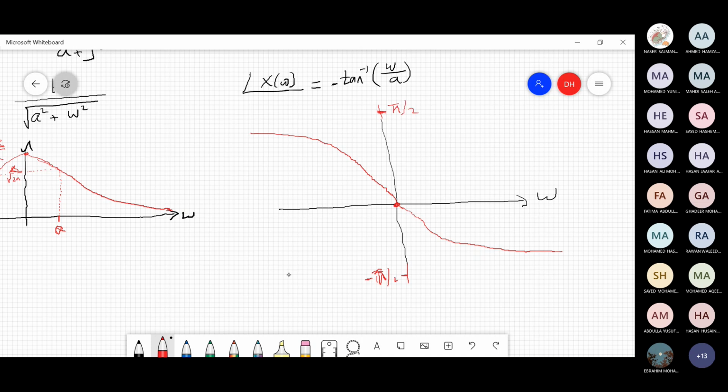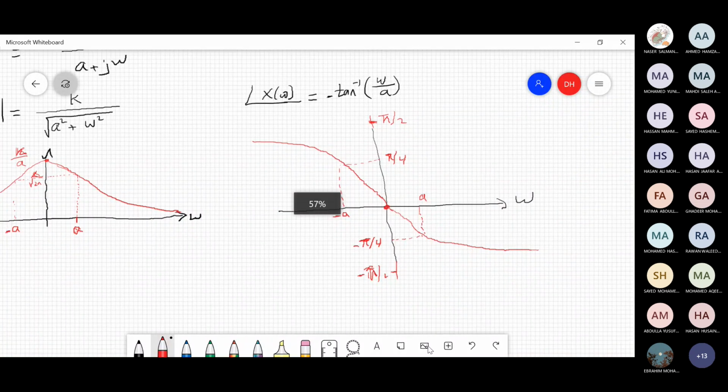Important point, as we said, at omega equal to A, then the angle will be equal to 45 degrees, so minus 45. So when omega equal to A, it is equal to minus pi over 4. Similarly, at minus A, it is equal to pi over 4. Any question?